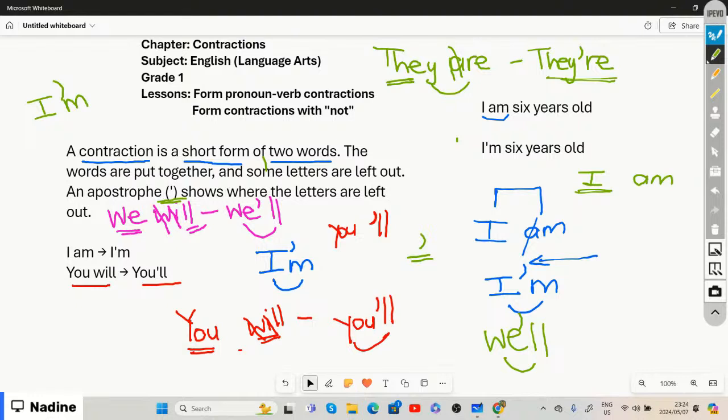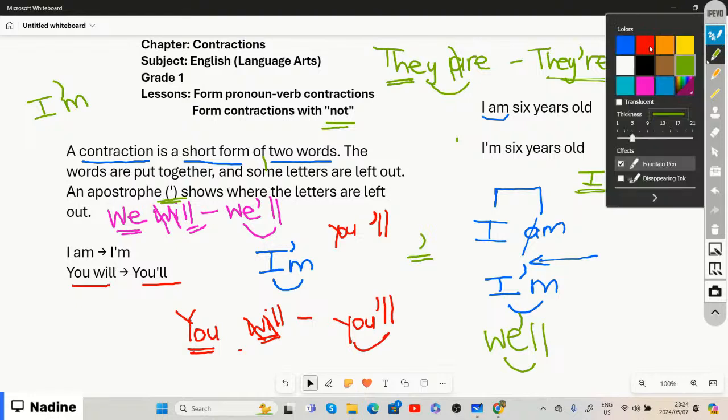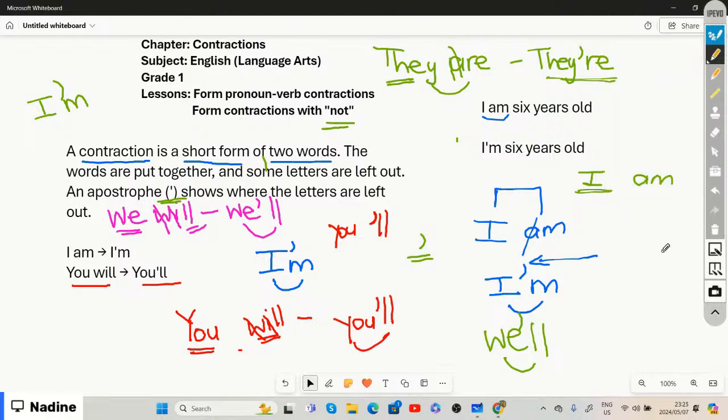And if we form a contraction with the word not, let's say, for example, he is not okay. So is not, right? We need to shorten that. If we say he is not okay, and then we leave the word is, and from not, we're only going to leave out the O. So we're going to bring down the N, and we're going to put the apostrophe in the place of the O and then the T. Is not is then isn't.